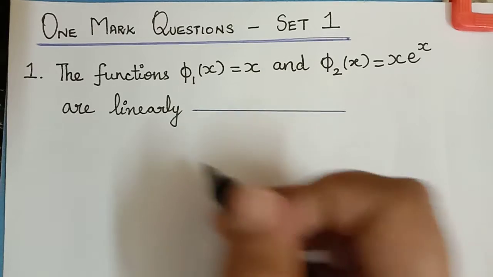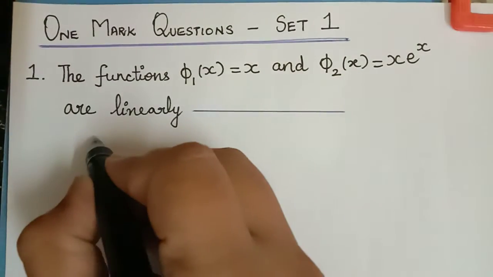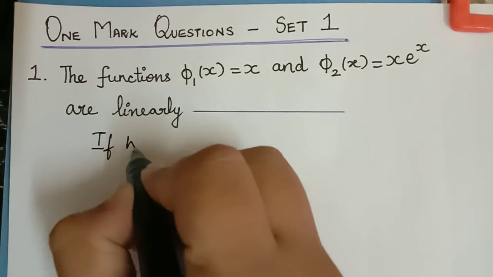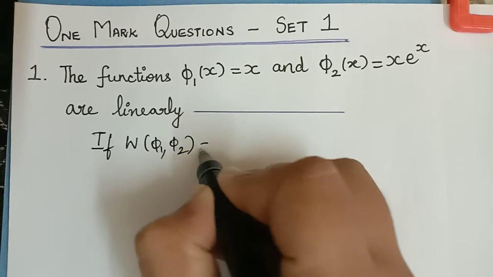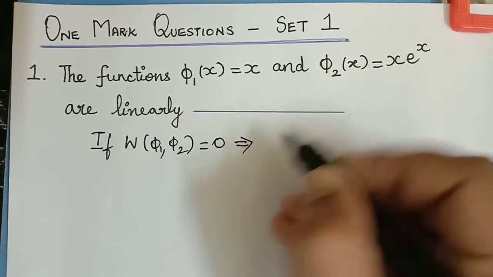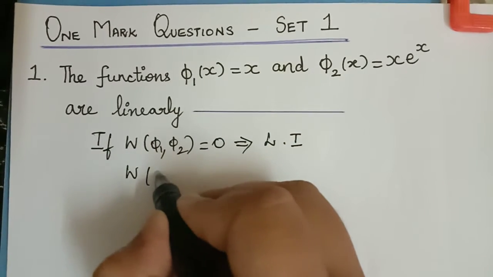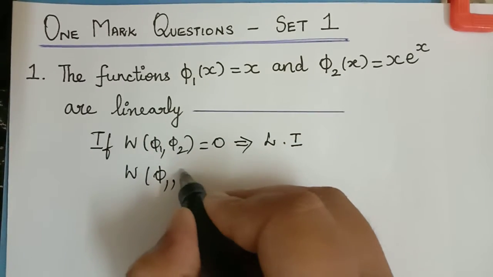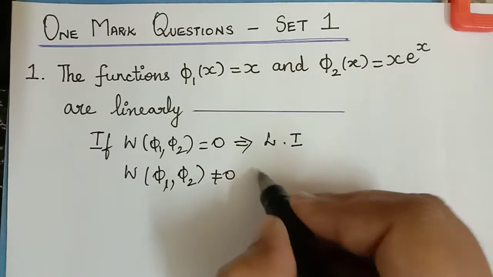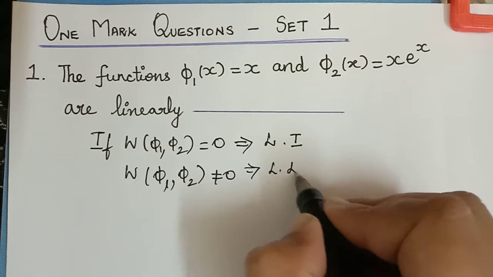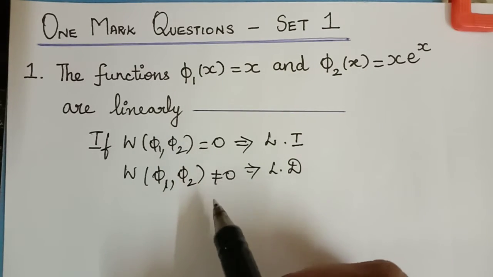In order to do that, we have to first find the Wronskian of these two functions. If the Wronskian of phi1 comma phi2 is equal to 0, then the two functions are linearly independent. But if the Wronskian of phi1 comma phi2 is not equal to 0, then they are linearly dependent. So let us first find the Wronskian and check these conditions.